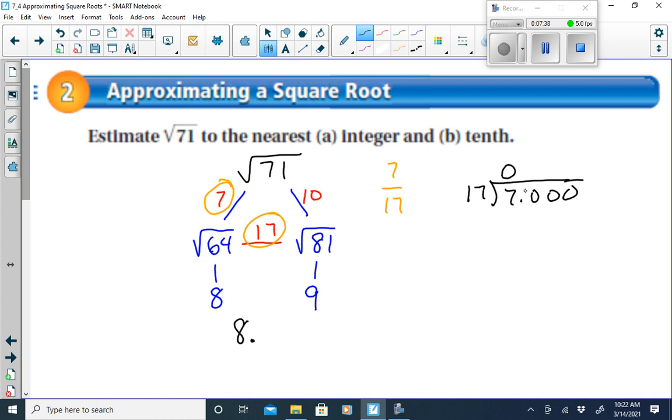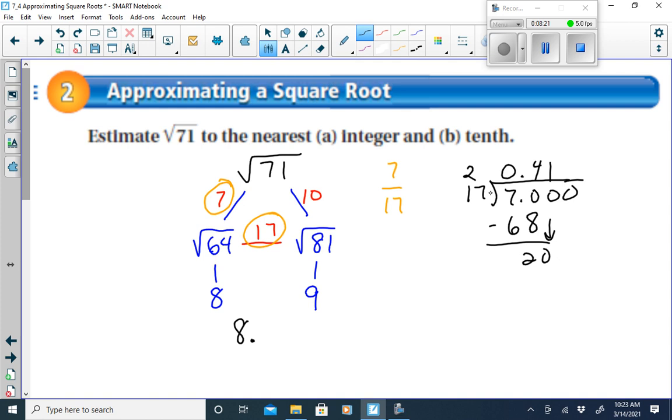17 doesn't go in the 7, but 17 goes in the 70. Let's see. 17 is 34, that's 51, 68, right, that should be 5. 5 times 7 is 35, carry the 3. 5 times 1 is 5, and 3 is 8. Oh, too big. Right, so it's going to be a 4. Let's redo that. It's going to go 4 times. 4 times 7 is 28. Carry the 2. 4 times 1 is 4, and 2 is 6. It's going to give us 2. Bring down the 0. 17 goes into 20 one time.